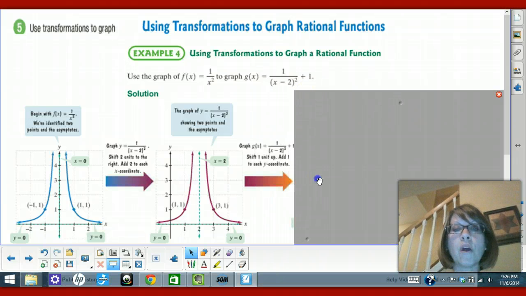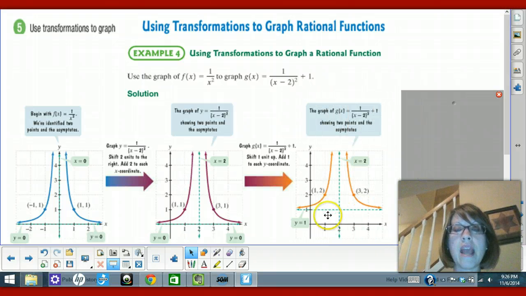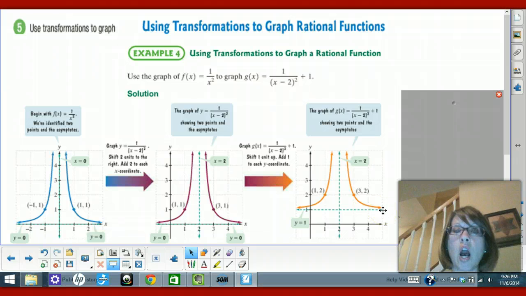Okay, now the plus 1 was added outside the function. And if we add 1 outside, it's going to cause a vertical shift. So we now have this vertical asymptote still where x is 2, but the horizontal asymptote has been shifted up 1 space to where y is equal to 1.